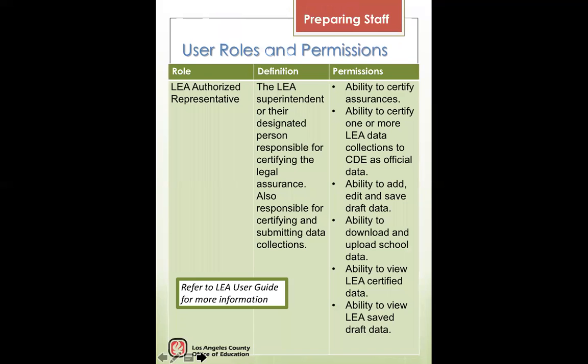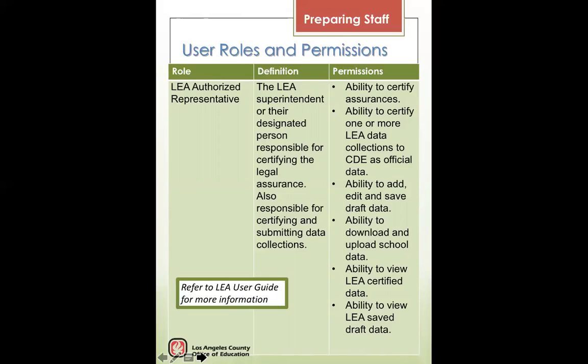Next are the user roles, and just a brief look at the different roles and permissions. And this is from the CARS user guide. And again, it's a very helpful document if you have trouble with the system. There are different roles that you are assigned, and you may be the person who's assigning these roles, or you may be in one of these roles. The LEA authorized representative is generally the superintendent or designee, and that's the role assigned to the person who's able to certify the data collection, including the assurances in the spring submission. So this is sort of the official person, and often the superintendent will designate someone for that role.